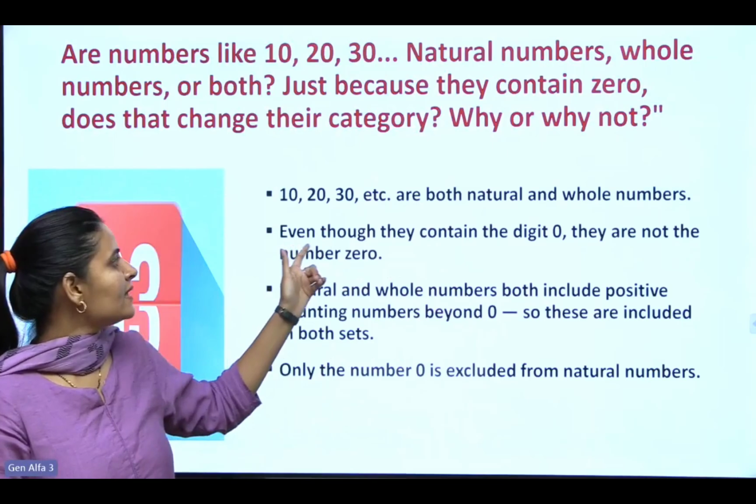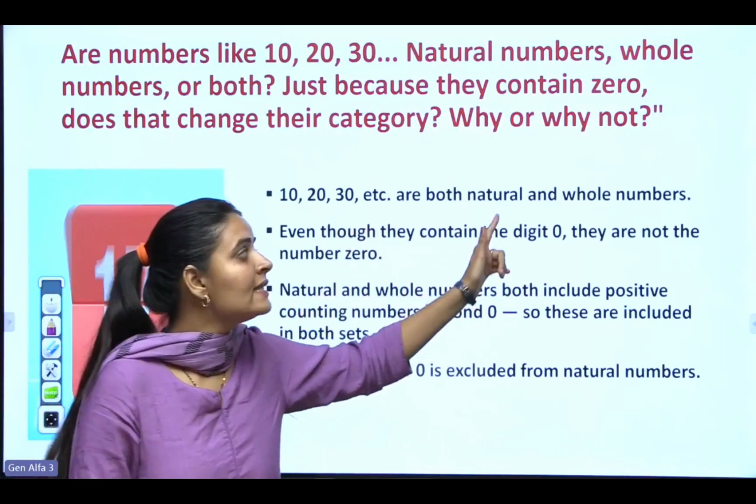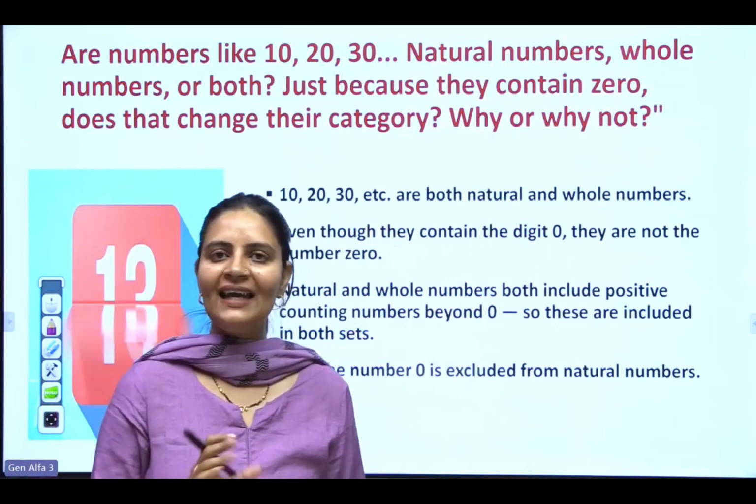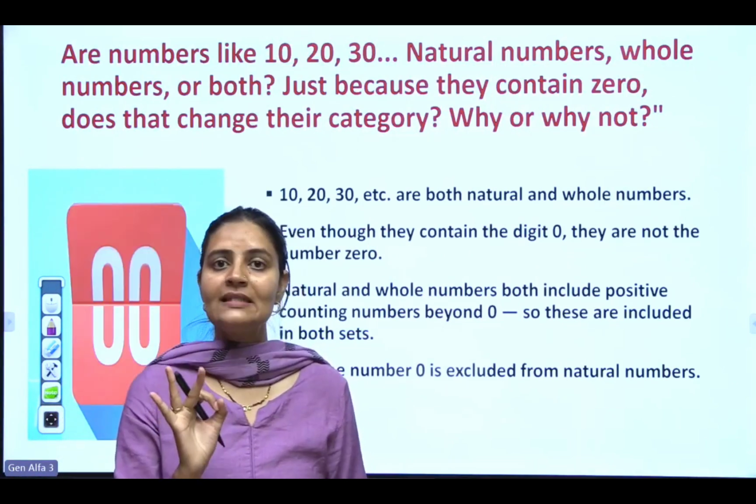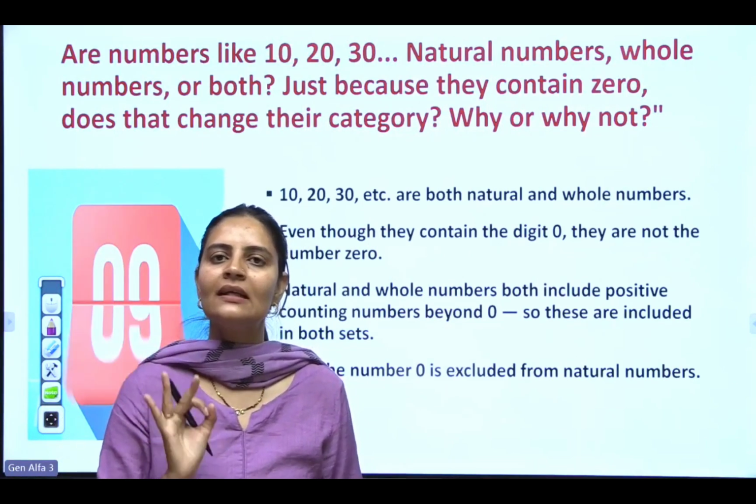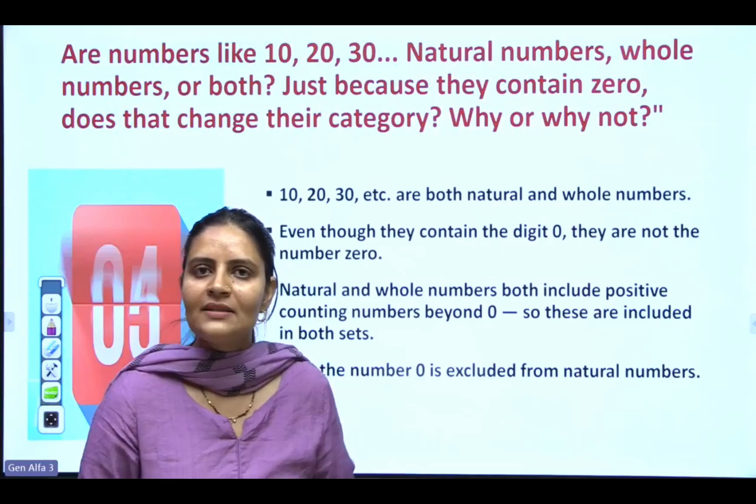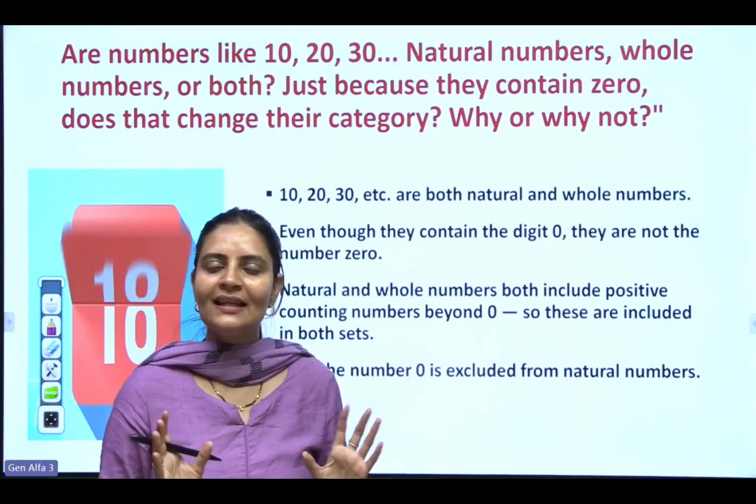Because even though they contain the digit 0, they are not the digit 0. They just contain it. Only zero is the absence. Only zero is the nothingness. That is the concept of whole numbers. But 10, 20, 30 are not zeros. They are zero containing numbers.